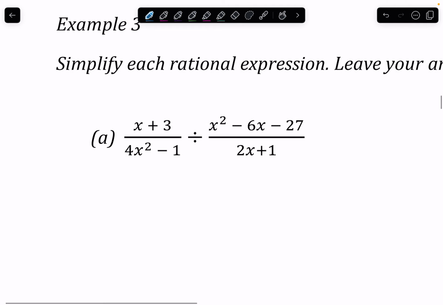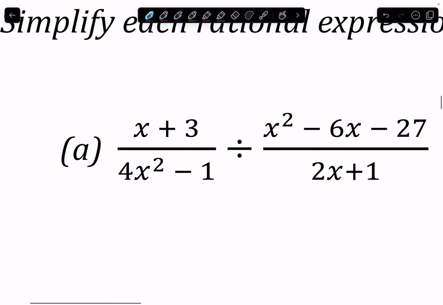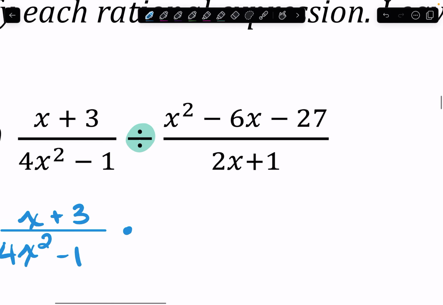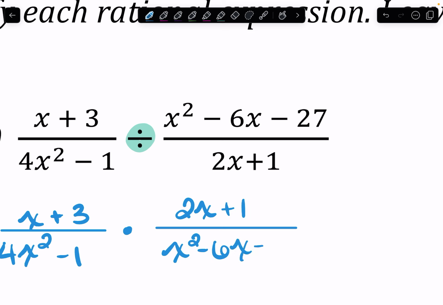So first thing we want to do here is we need to make sure that we catch that this is a division symbol between them. I want to immediately change it to multiplication, so we're going to keep it. The first fraction stays. We're going to change it. Division becomes multiplication, and then we're going to flip it. So the numerator and denominator are going to trade places. So the 2x plus 1 comes up, and the x squared minus 6x minus 27 goes down. Keep it, change it, flip it.